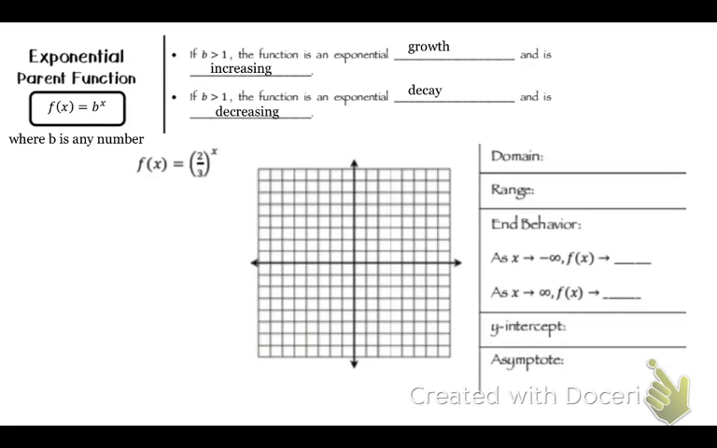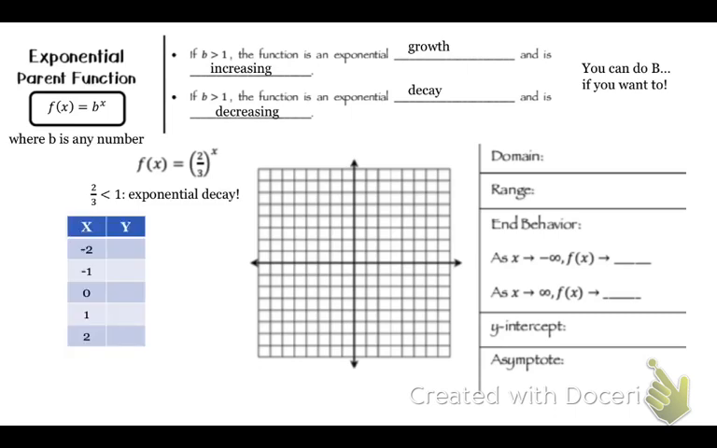Okay, let's do this one. So here, you can do b if you want. So 2/3 is less than 1, so this is a decay. So we can do a graph or a table again. Anything to the 0 power is 1. 2/3 to the first power is 2/3. 2/3 squared, just square the top, square the bottom, so it's 4/9. Then you can do the reciprocal for -1, so that's 3/2 and 9/4.